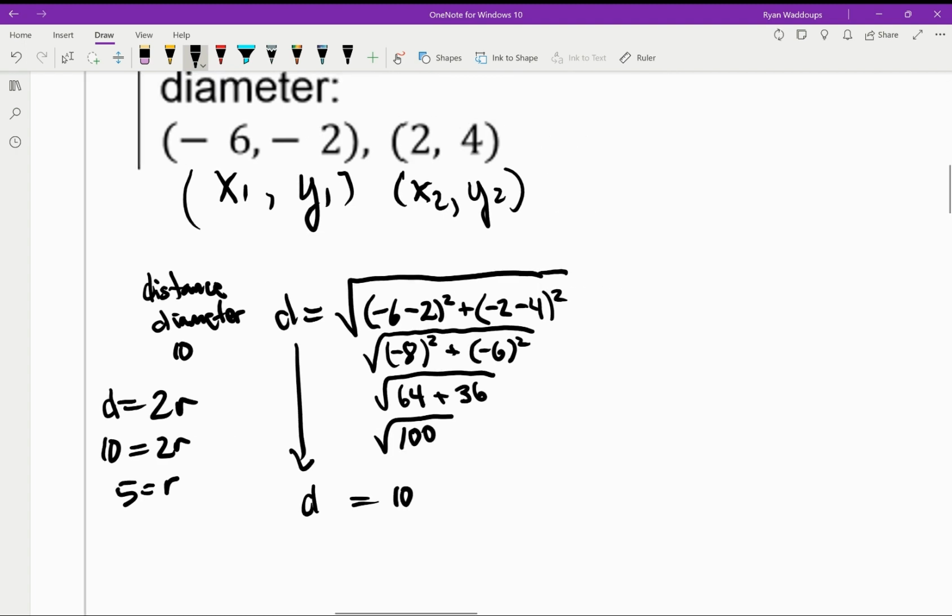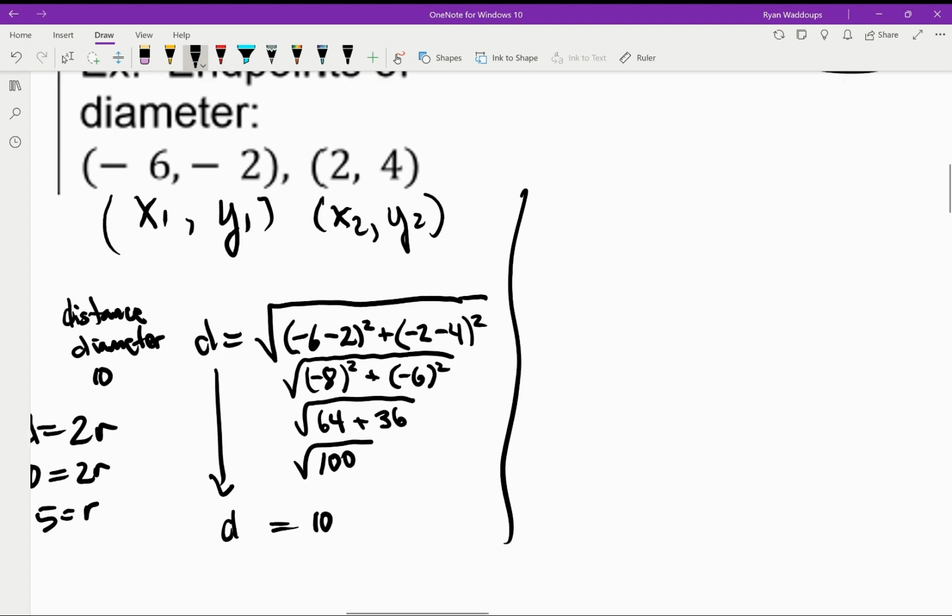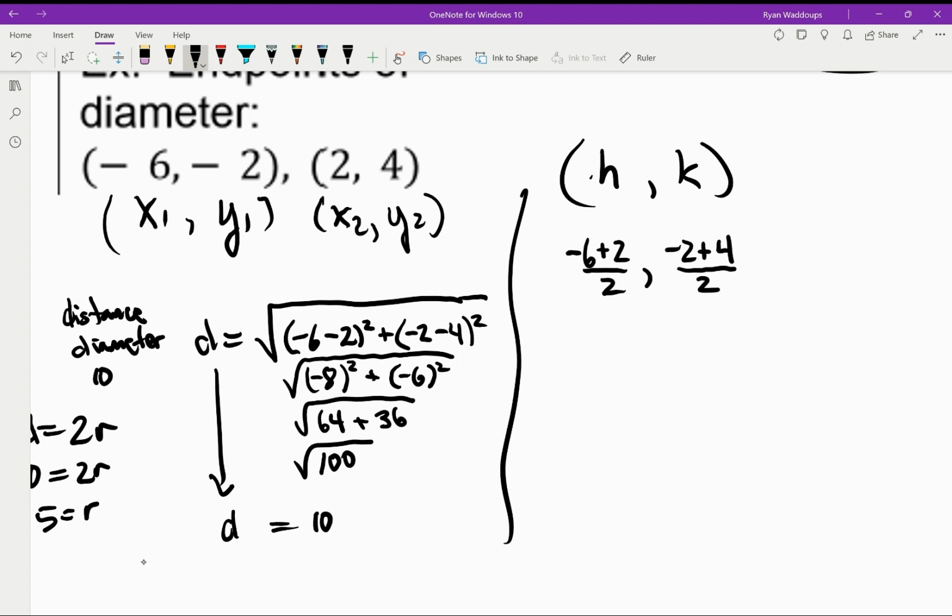But we now need the midpoint for the center of the circle, because if you go halfway down the diameter, you're going to get to the midpoint. And so for that, we just take the average. Our hk is going to be the average: this time we're adding them, -6 plus 2, and we're going to divide that by 2. And then the k coordinate is -2 plus 4, and divide that by 2.